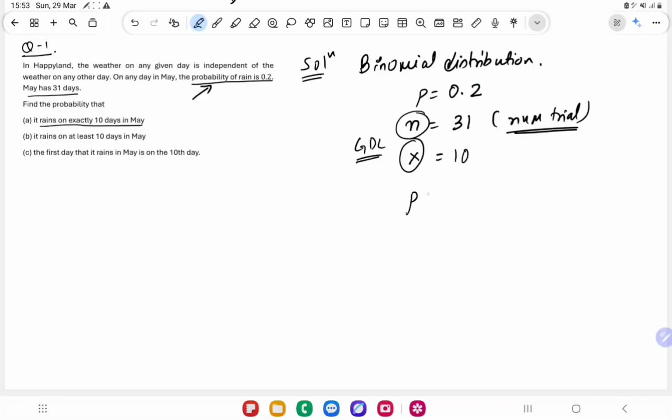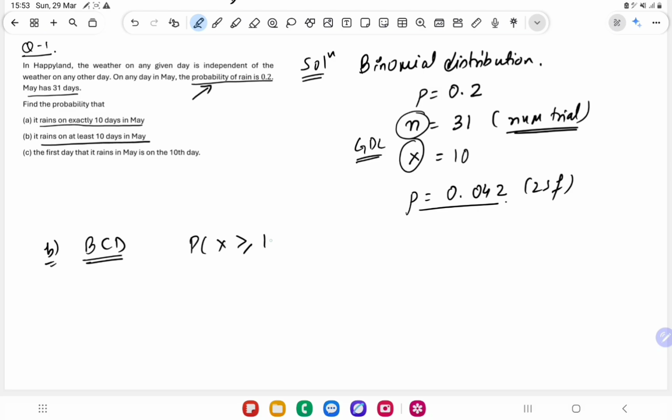It means my probability is 0.042. I am writing it in two significant figures. Now for B part, it says it rains at least 10 days in May. Since it is talking about at least, we will be using BCD. For BCD, since at least means my probability of x is greater than or equal to 10.